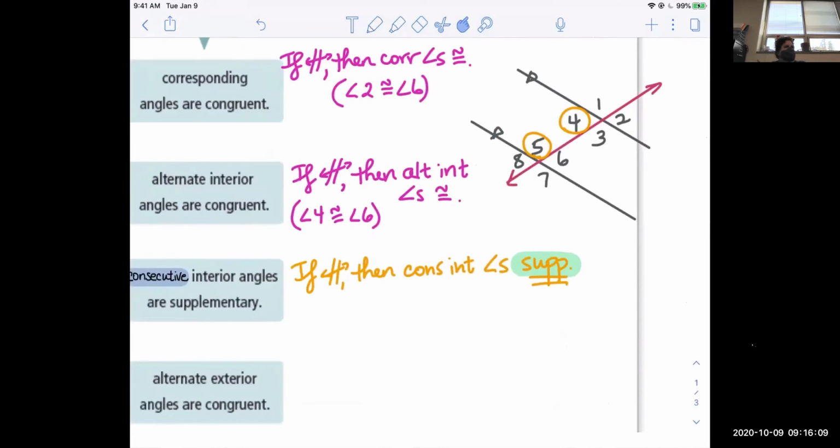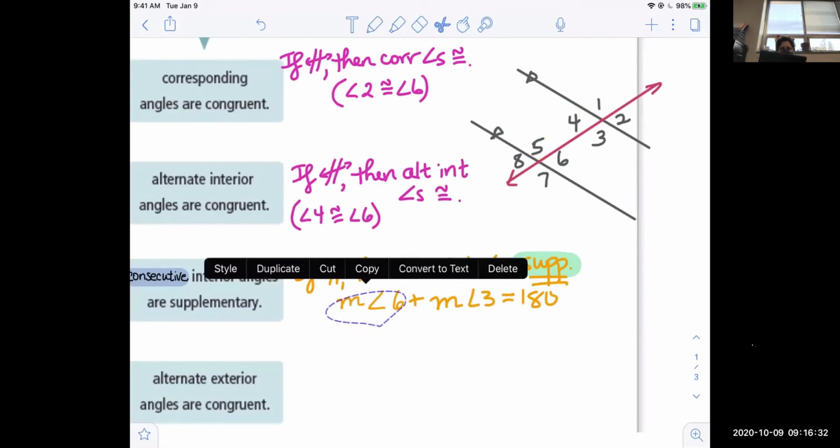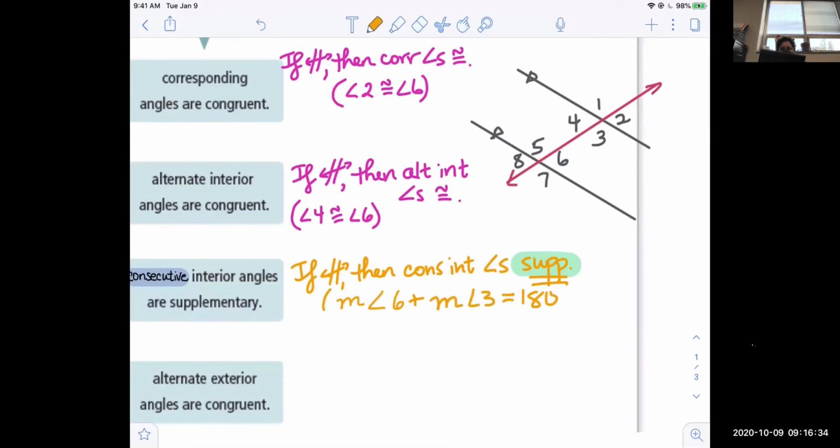Okay, name another pair of consecutive interior angles. Megan, name another pair of consecutive interior angles. 6 and 3. So for example, the measure of angle 6 plus the measure of angle 3 equals 180. So again, they are supplementary.